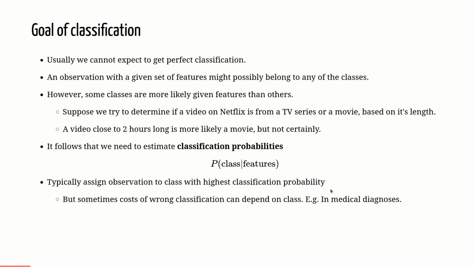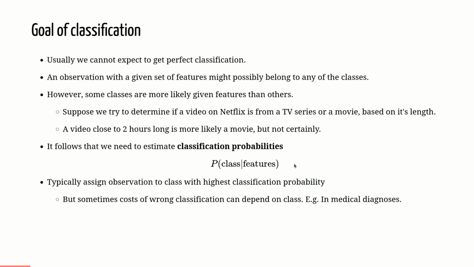To do that, we need to estimate classification probabilities, which is the probability of each class, that's each level of the target variable, given the features that we have observed. So given the predictors, it's the probability of the target given the predictors. And we typically assign to the class that has the highest classification probability. Okay.